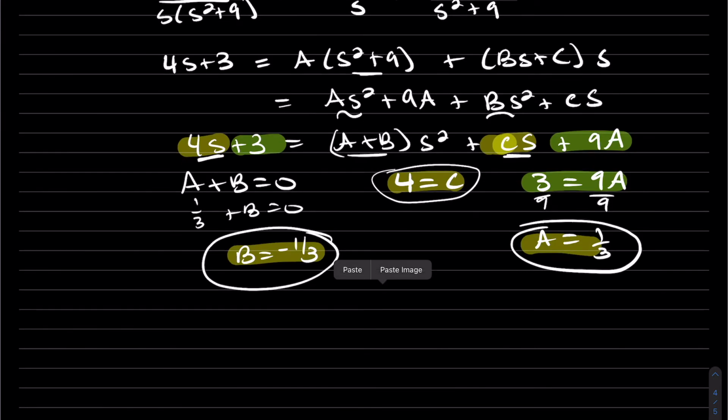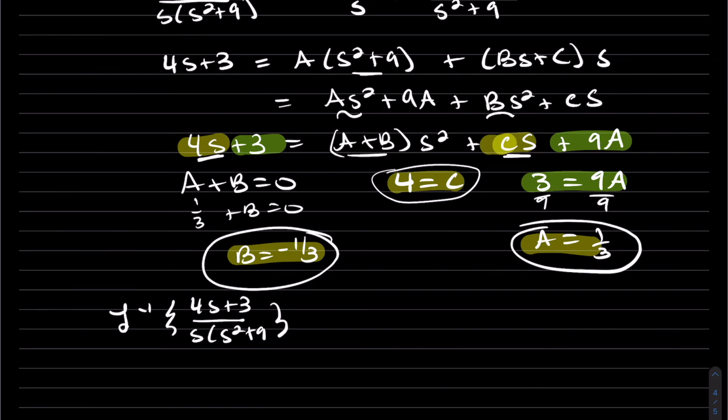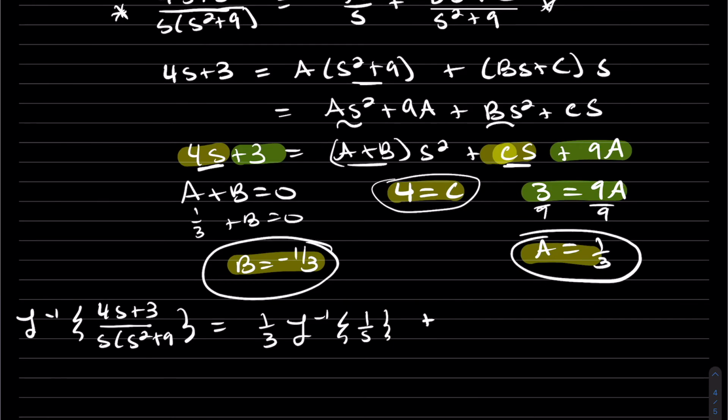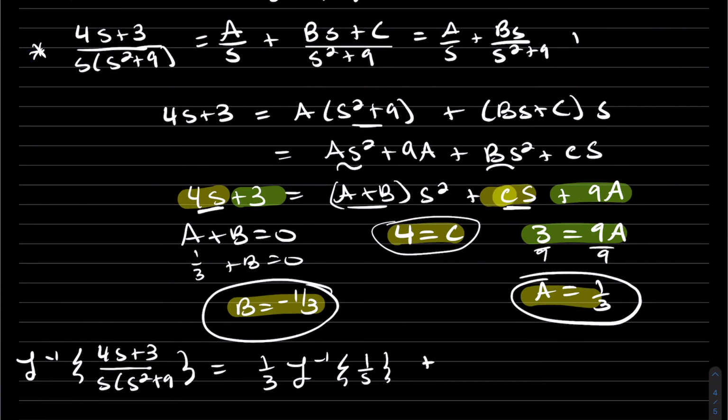So the Laplace inverse is just equal to this, plugging in A, B, and C. A is 1/3 times the Laplace inverse of 1 over s. Just so you know, we are going to go one step further. I might as well just do it up here. That's A over s plus Bs over s squared plus 9 plus C over s squared plus 9. Okay, so this gets broken up into 2.